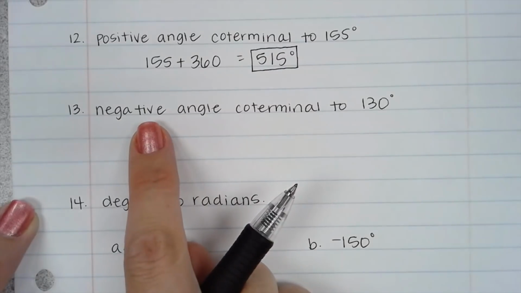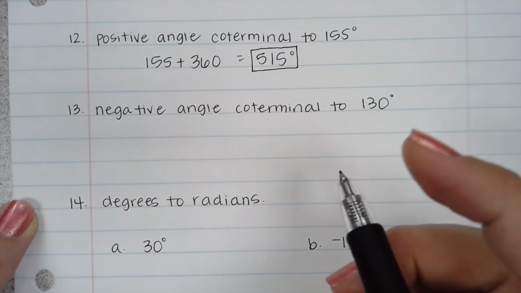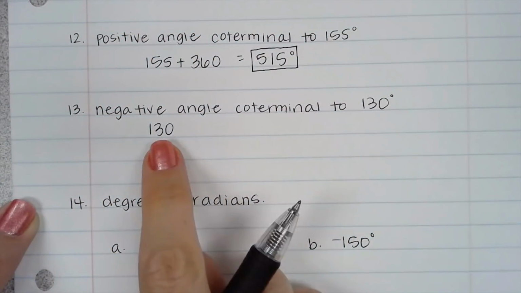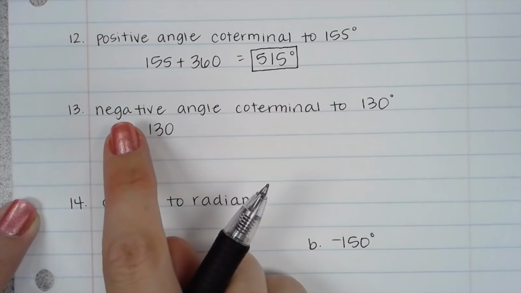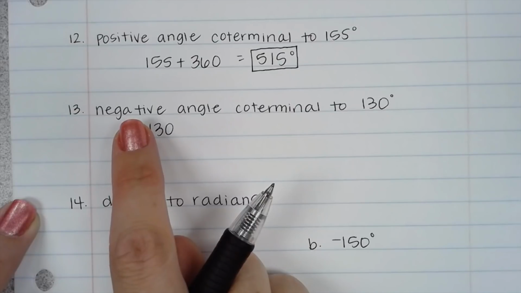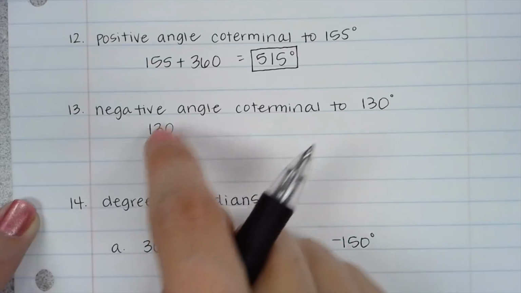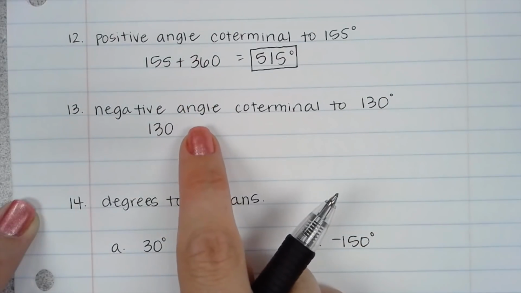On this one, they want me to find a negative angle that's coterminal to 130 degrees. So for this one, I'm going to start with my 130, but here's how this one's different. I'm trying to find a negative angle. So instead of going counterclockwise like I do with these ones, I'm going to be going clockwise. So I'm going to be going in the opposite direction.